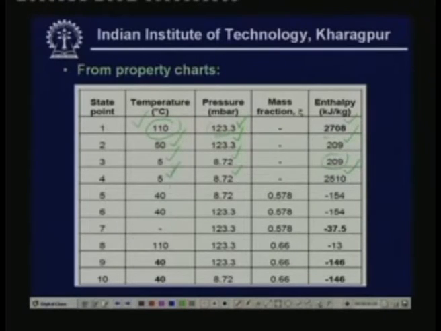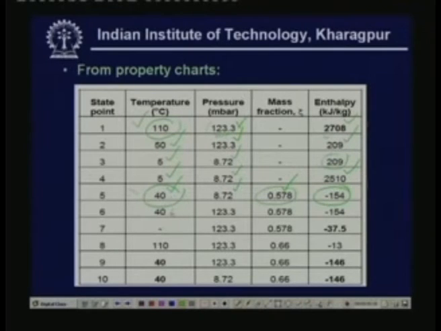This is the weak solution leaving the absorber, and what do we know at this condition? We know that the temperature is 40 degrees centigrade and the pressure is the same as the evaporator pressure, that is 8.72, and it is also mentioned that the concentration is 0.578. So, concentration is given as the input, temperature is given as the input. Using the temperature and concentration data, you can find out the enthalpy values from the equilibrium HTX chart.